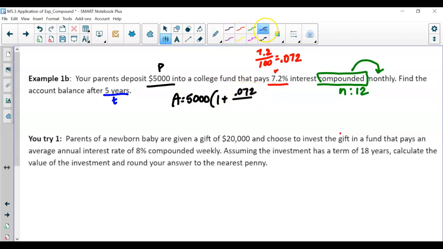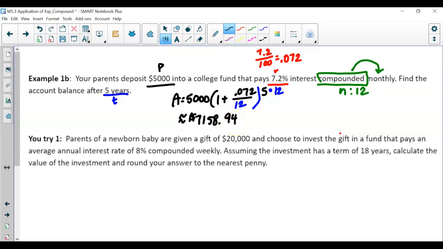0.072, but divide now by the N value, which is 12. Then raise that to our T power of 5. But again, don't forget to multiply that exponent by also what? 12, the N value. So now pause the video, practice putting this in the calculator and see what you get. And you should have gotten that this is approximately $7,158.94.